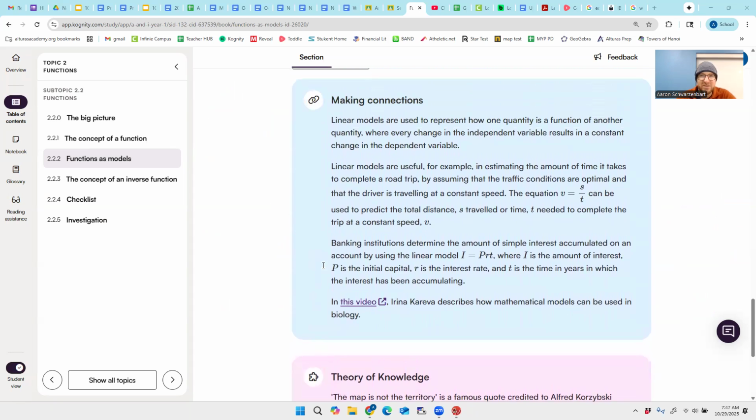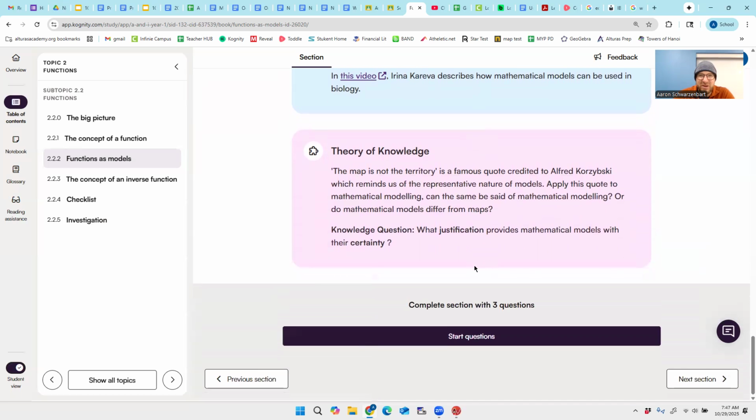Making connections. Linear models are used to represent how one quantity is a function of another. When it's a line, the change in the independent variable is constant with the change in the dependent. Linear models are useful, for example, in estimating the amount of time it takes to complete a round trip, assuming traffic conditions are optimal and the driver is traveling at a constant speed. Banking institutions sometimes do simple interest, which is also a linear model.